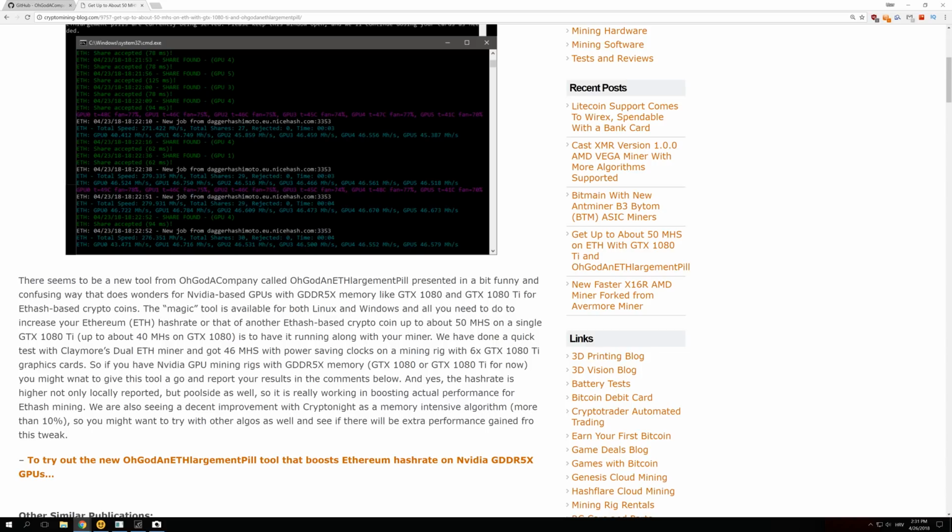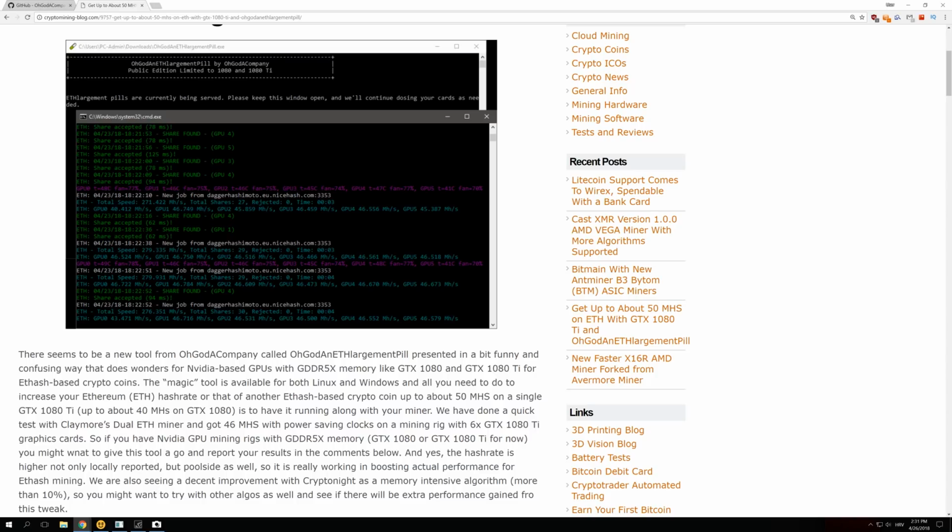I know that it sounds like a scam, but it appears to be working, and the local hash rate that you're getting corresponds to the hash rate that you're getting on the pool. So it is not just faking that hash rate on your PC, it actually gives you that hash rate.